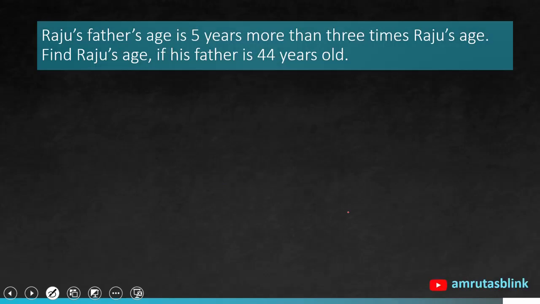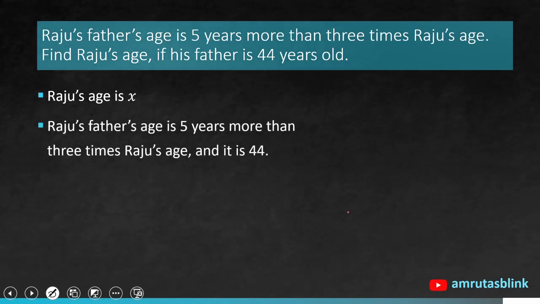Example 20. Raju's father's age is 5 years more than 3 times of Raju's age. Find Raju's age if his father's age is 44 years old. We had already formed the equation for this question. Let's say Raju's age is x. Raju's father's age is 5 years more than 3 times Raju's age. So 3 times Raju's age is how much? 3x. Now 5 years more, so 3x plus 5, and the father's age is 44.